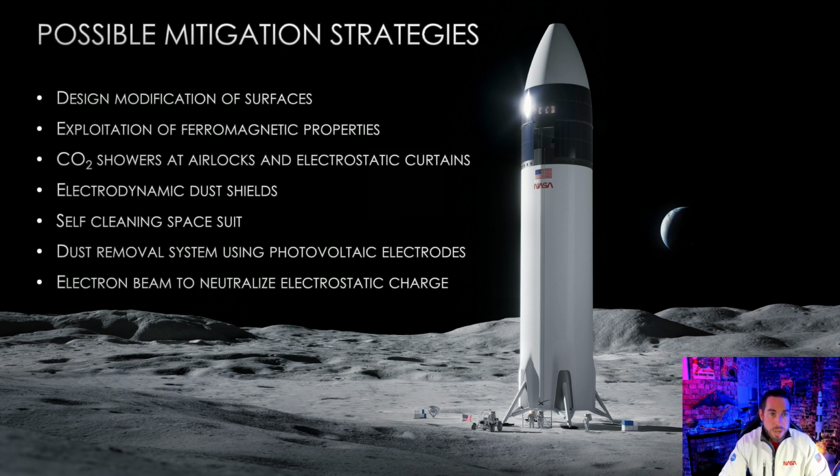Providing carbon dioxide showers at the airlocks and electrostatic curtains to help repel the dust off of the astronauts themselves. Creating electrodynamic dust shields, which ties back in with exploiting the ferromagnetic properties. Finding a self-cleaning spacesuit, which would be awesome. A lot of that will probably have to do with the ferromagnetic properties again, finding a way to create a natural repellent system. Using photovoltaic electrodes to repel dust, and then electron beams to neutralize electrostatic charges. So we're getting into the more high-tech solutions here, something that may be able to be incorporated.